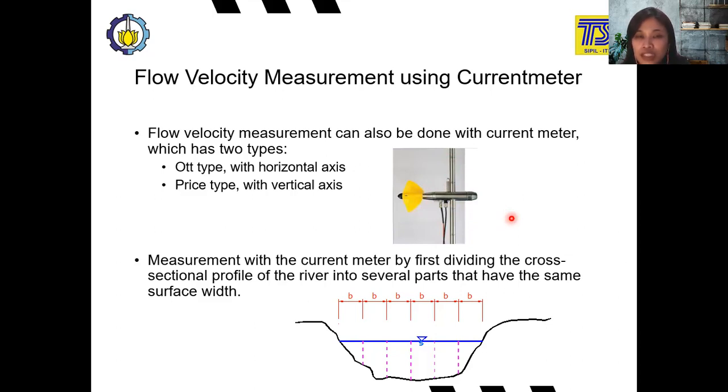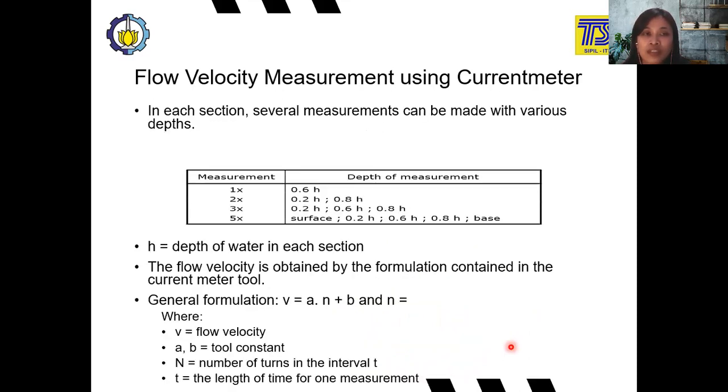The measurement with the current meter is done by first dividing the cross-sectional profile of the river into several parts that have the same surface width. This one, you already did in the hydraulics experiment. But as I remember, you did it by dividing it into 3 different sections. But here the example is using 6 different sections. By dividing it into sections, you will need to measure the flow velocity on each section, and then you can use the data for calculation of the flow velocity.